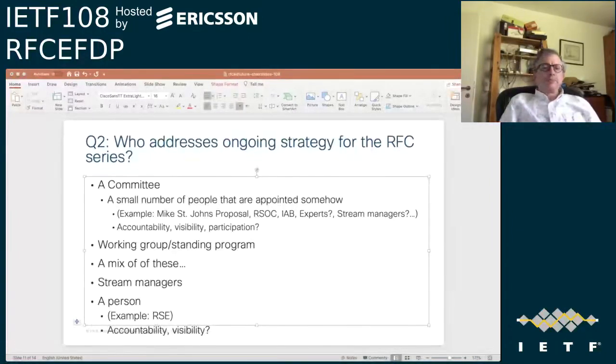Okay. I do think we have a pretty clear choice here, but things need to be worked out. Either we have a committee that's going to oversee this, or we have pretty much an open working group, or, by the way, we have a person to oversee. Please.